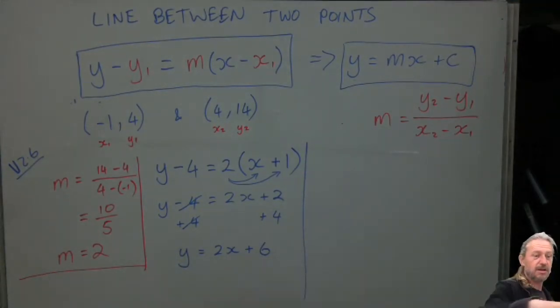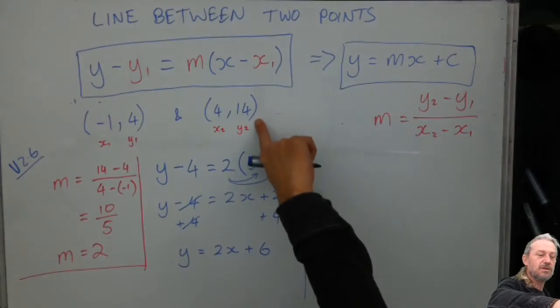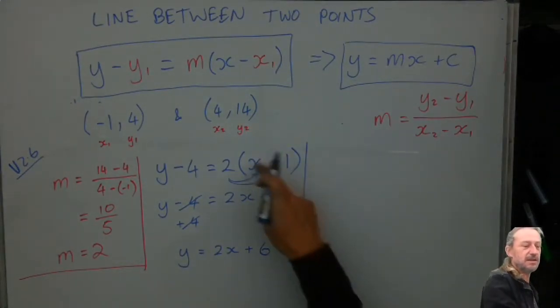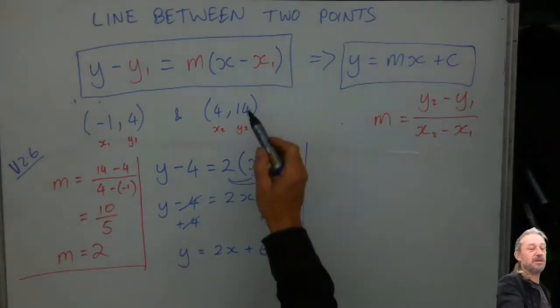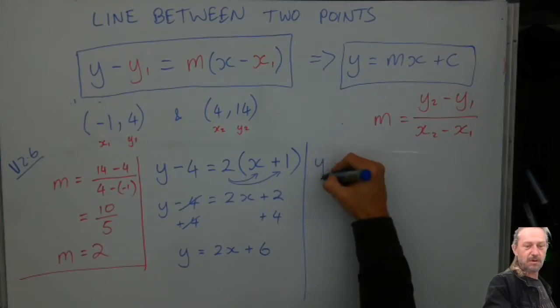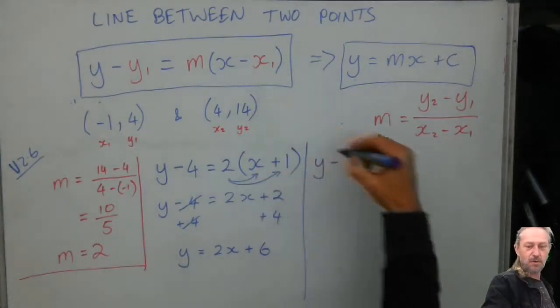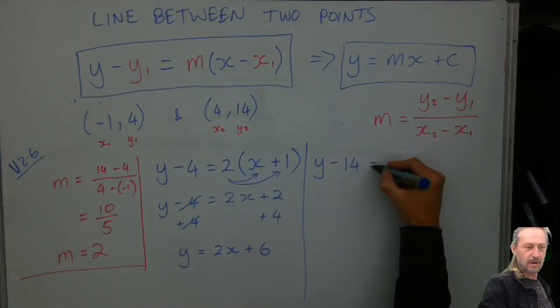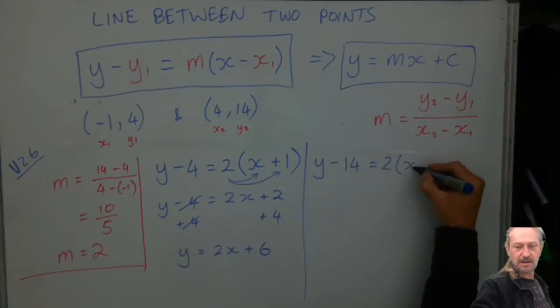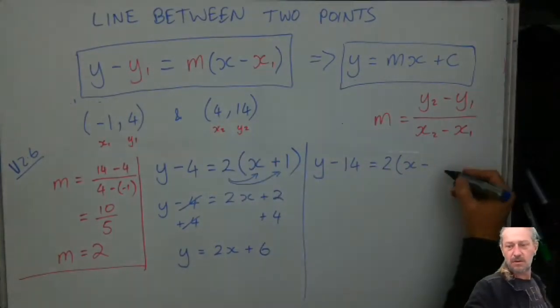Just to show you that it doesn't matter if we use this point instead, I'm going to do this same calculation except with this point instead of that point. So we would have had y take away 14, same gradient, 2 lots of x take away 4.